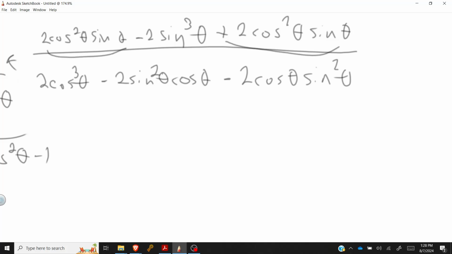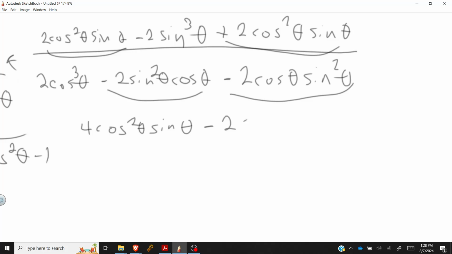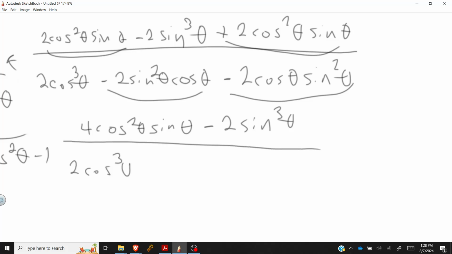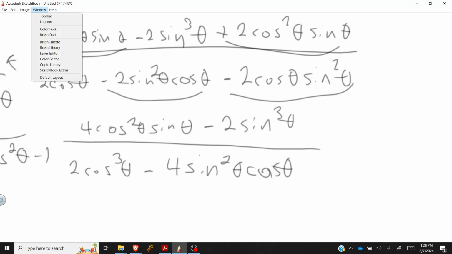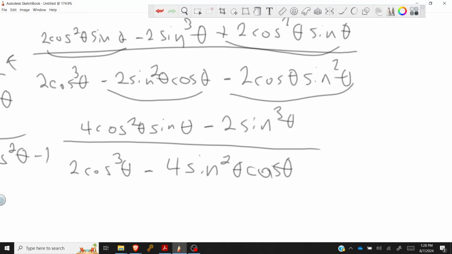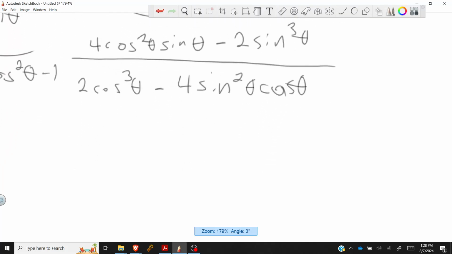These two terms will meld together, and so will these two. So we have 4 cosine squared theta sine theta minus 2 sine cubed theta all over 2 cosine cubed theta minus 4 sine squared theta cosine theta. I want that back again. Okay. So now let's do some more simplification.